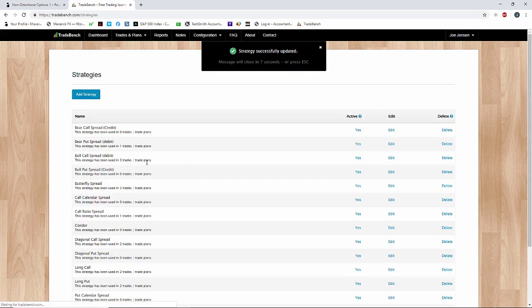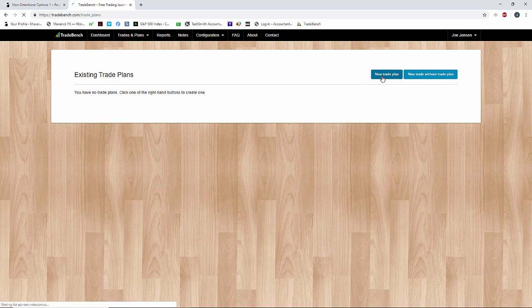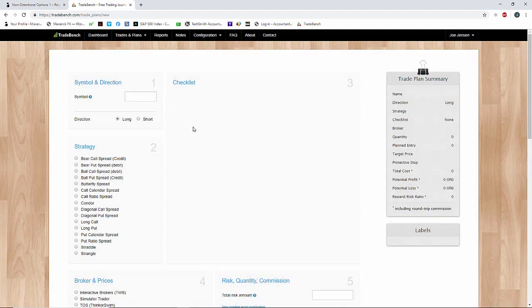Now we're ready to go out and look for a trade. So the first thing I'll do is I'm going to go to the trade plans here. Let's get this open. I'm going to use an existing full trading plan, but I'm going to build a new one because we're going to build both side by side.